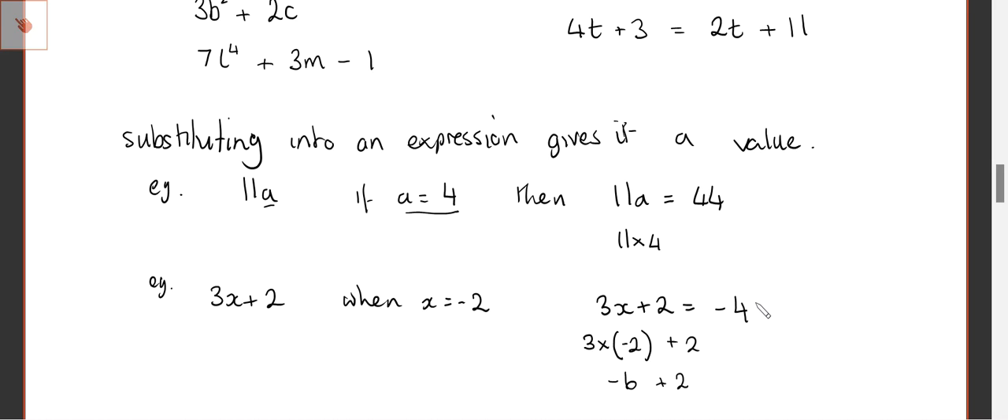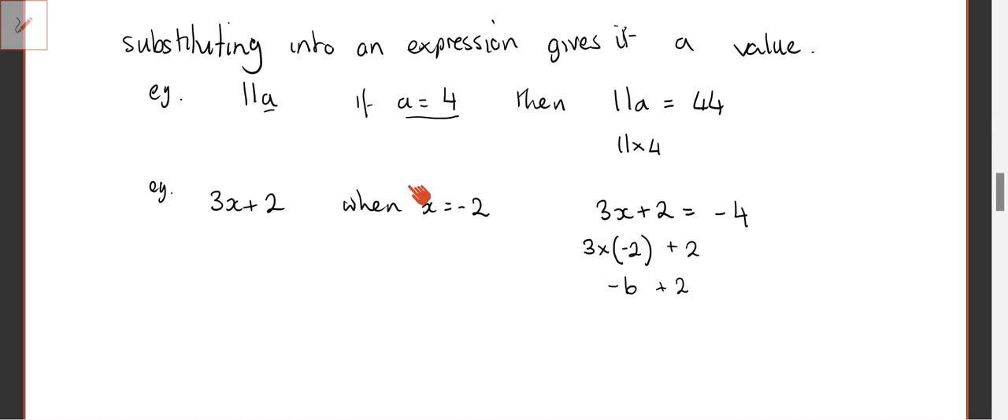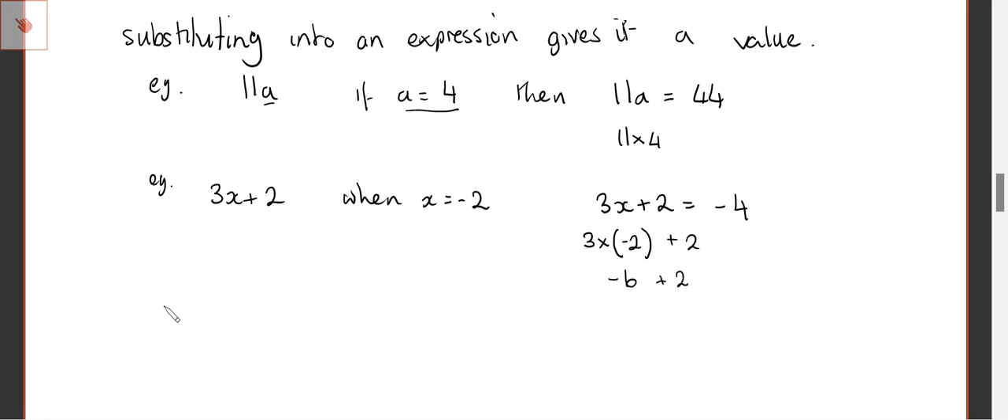An expression just tells you what to do. An equation is an expression with a value. Substituting into an expression gives it a value. Okay? Which leads me to the final thing, just for now.